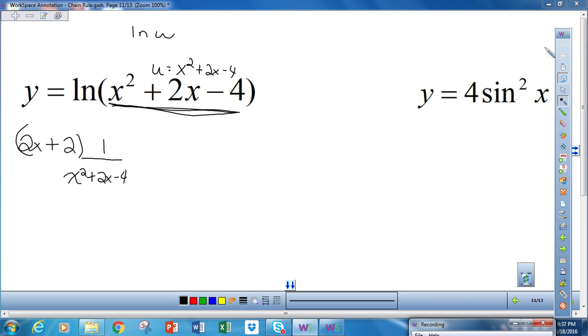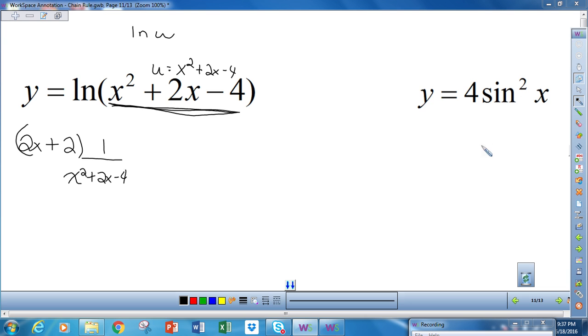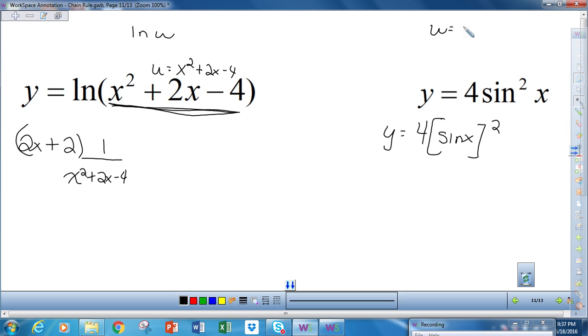Okay, for this one, let's see the whole picture. Anytime you have that square, you have to write this as 4 times sine x, quantity squared. This is another way of writing that. That makes it a little bit easier, because we can easily see the inner function here is sine x. So we would let u equal sine x, and y then would equal 4u squared, if you will.